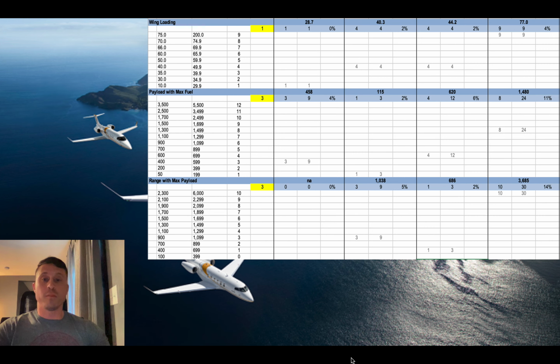As you can see, the better payload with max fuel is the Gulfstream, and coming in second is the Citation. The range with max payload category is another critical factor to consider since we want the ability to travel the furthest with maximum occupancy. Next slide.